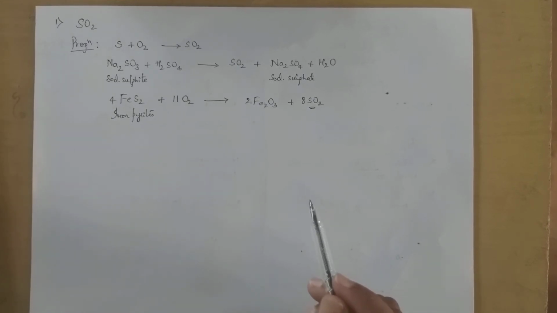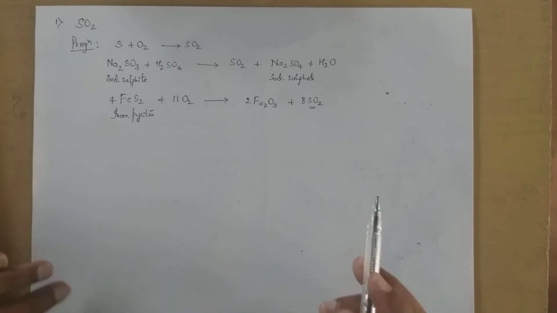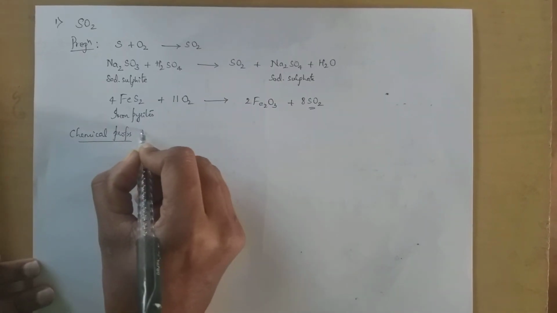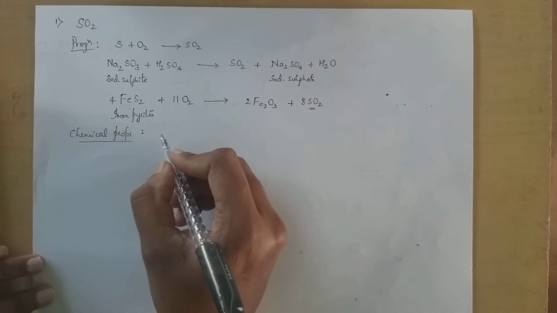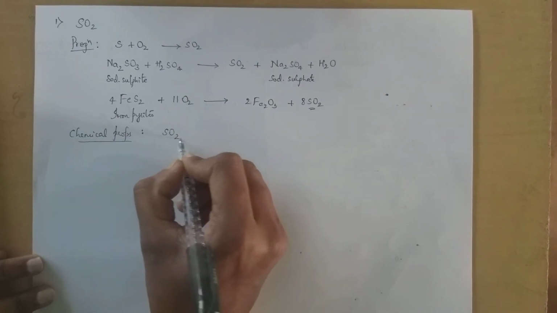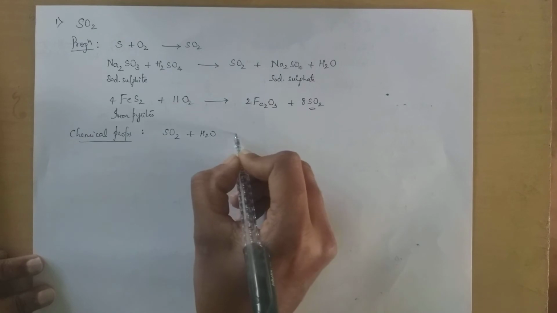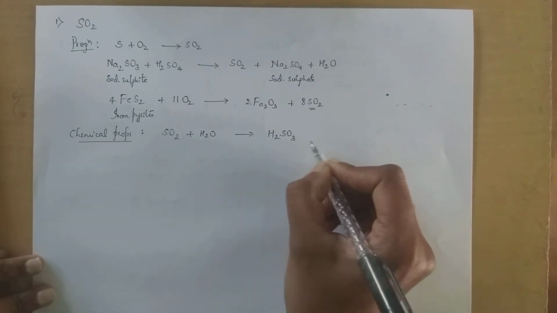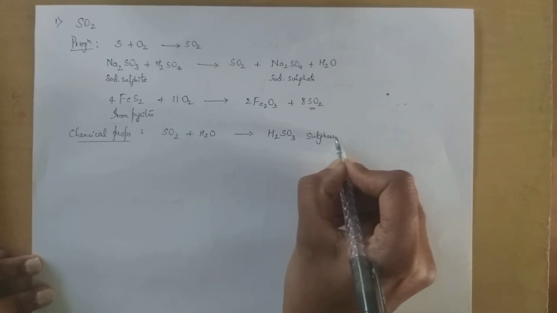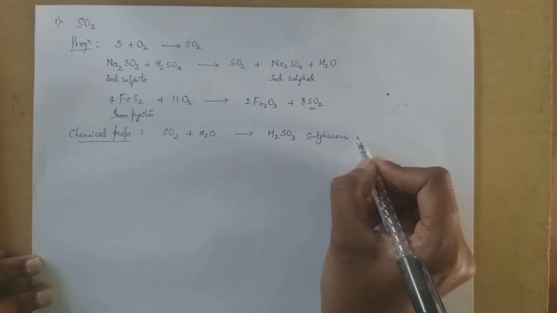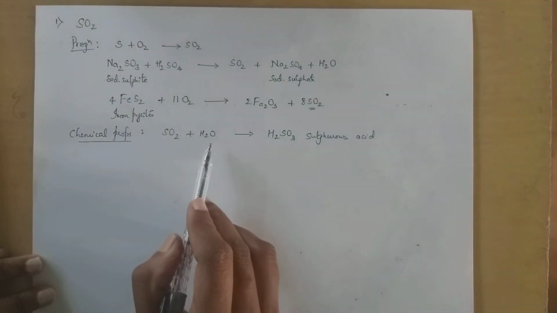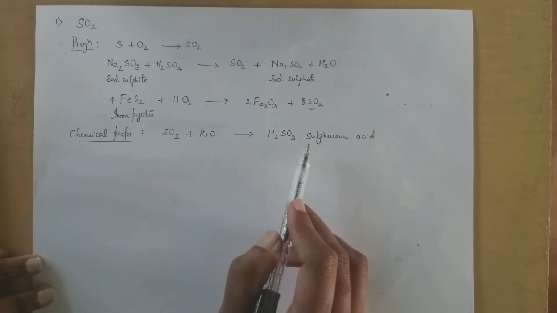Coming to chemical properties, firstly we have acidic nature. Chemical properties. So when sulfur dioxide is passed through water, it reacts with water to form sulfurous acid, H2SO3. Clear? Sulfurous acid. So when sulfur dioxide is passed through water, it will form sulfurous acid.